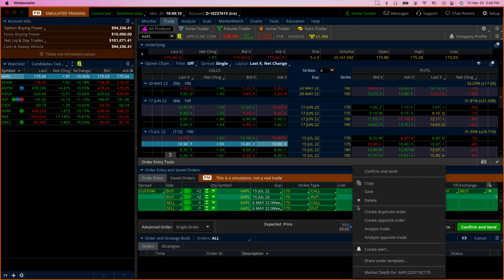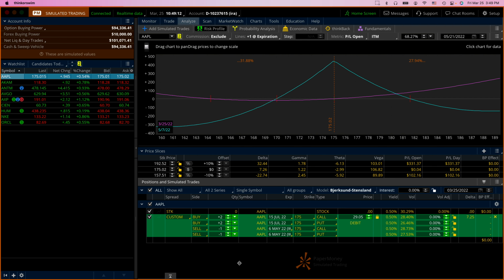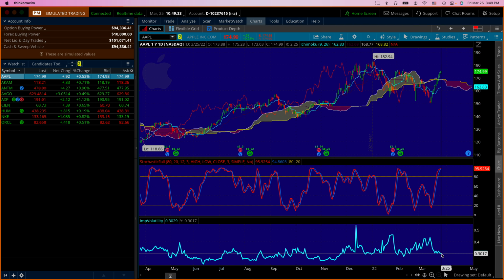Okay, let's go to the Analyze Trade. And here you see the volatility is about the same in both. Actually, it's a little lower on the back month, which is good. But this has been lower before. Here, it could go as low as 24, and then we will lose money. So be cautious about that.